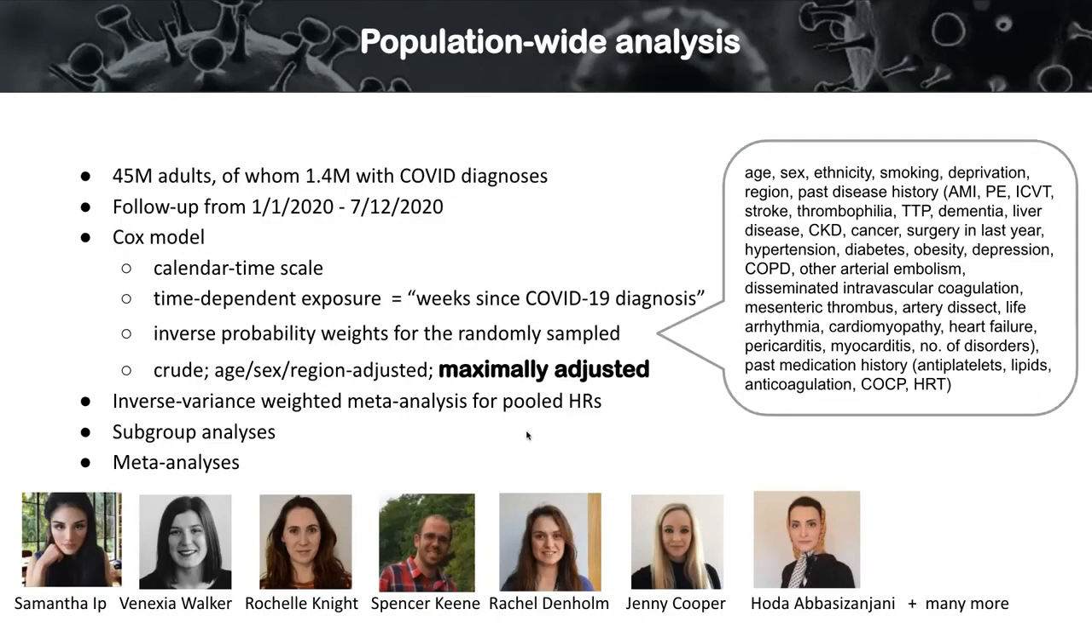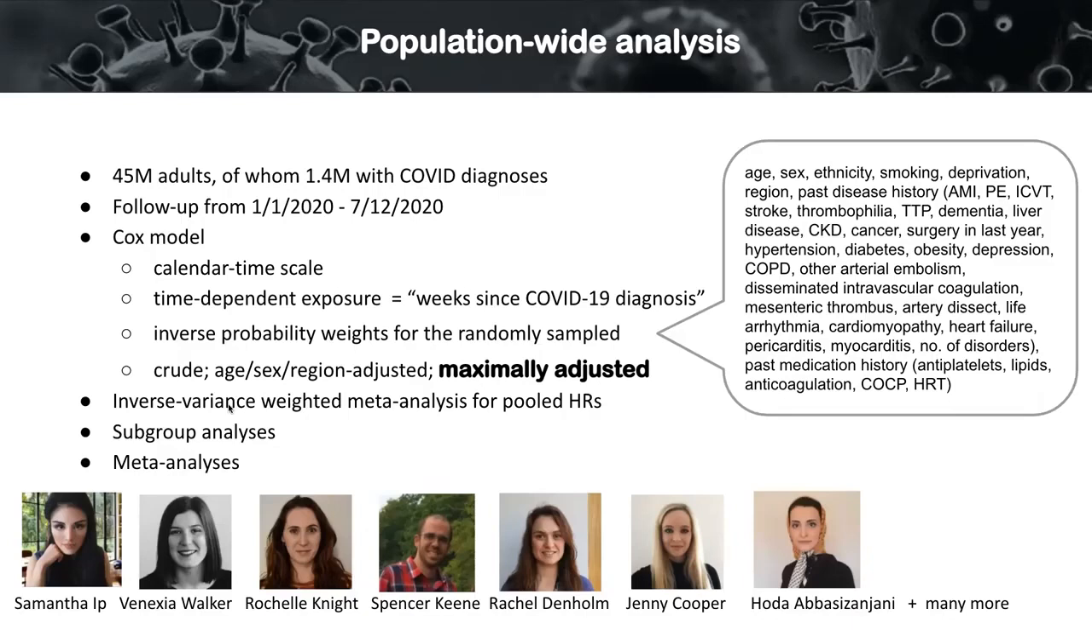We also fitted differently adjusted models to look into the effects of accounting for potential confounding factors. So we fitted a crude model, an age-sex-region adjusted model, as well as a maximally adjusted model, which controlled for a whole bunch of available potential confounders. Of course, there might still be unmeasured and residual confounding left.